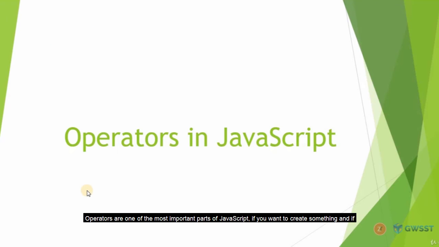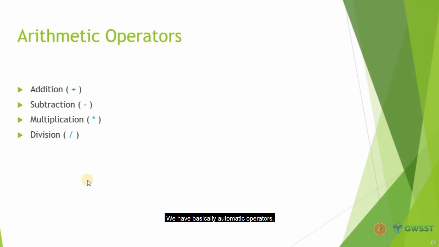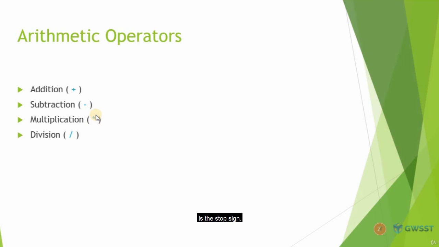Operators are one of the most important parts of JavaScript. If you want to create something, and if you want to calculate something, or if you want to do any kind of operations, operators are required. We have basically arithmetic operators. Those are addition, subtraction, multiplication, and division. And for addition we use a plus sign, and for subtraction we use the minus sign, and for multiplication we use the star sign, and for division we use the forward slash sign.